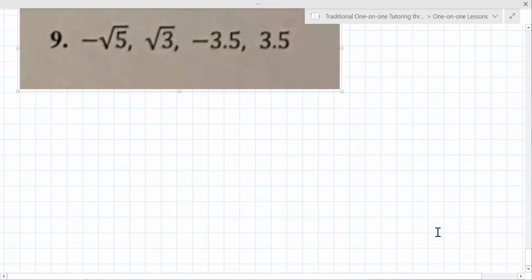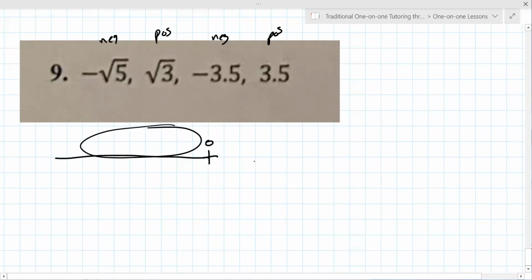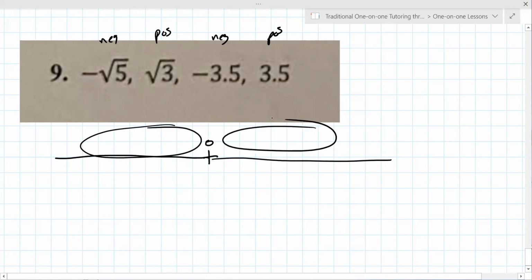All right, well, let's look at number 9. So number 9 has both positives and negatives. So if zero is your defining line, the negatives are over here, right? And the positives are over here. So we already kind of know which one is bigger and smaller in some sense, right? So let's do the positives first. Those are easier. The square root of 3 falls between which two numbers?